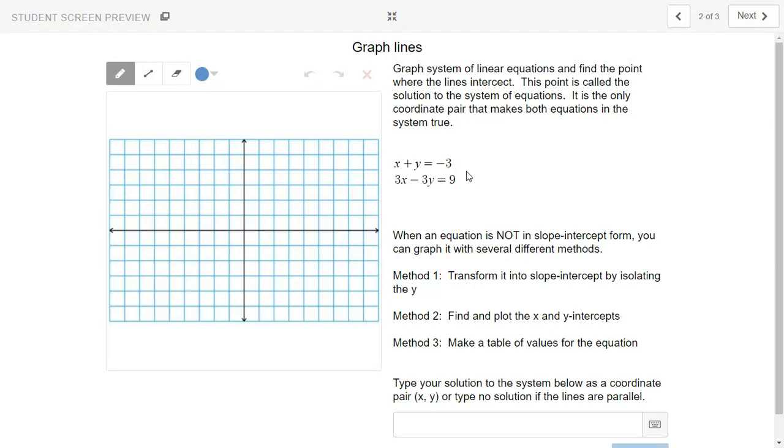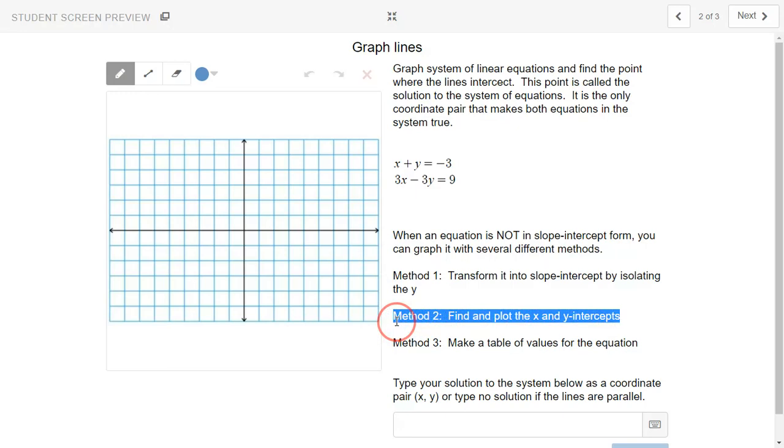What do we do when something's not in slope-intercept form? Well, guess what? I gave you an idea down here. When an equation is not in slope-intercept form, you can graph it with several different methods. You can transform it into slope-intercept form. I think that's one of the hardest ones, and people make the most mistakes there. But this is a process that you were very good at.